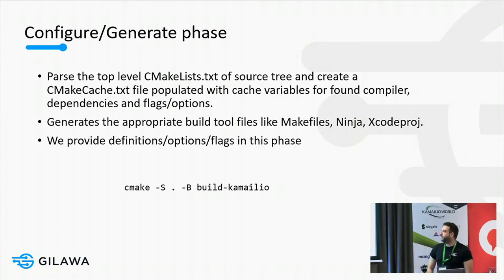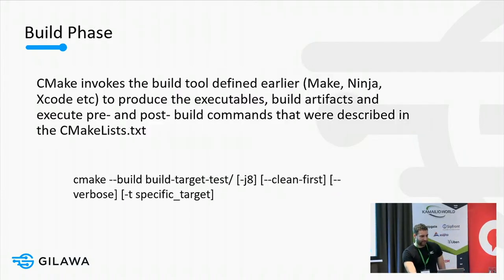This is a sample command we will see in more detail in the following slides. Next comes the build phase, where cmake invokes the build tool defined earlier, whatever that is, to produce our executables, our libraries, and execute any pre and post commands described in the cmake list. Here is another sample command of how to use the build phase. It's cmake --build, and wherever we decided that we want our build artifacts to be found.